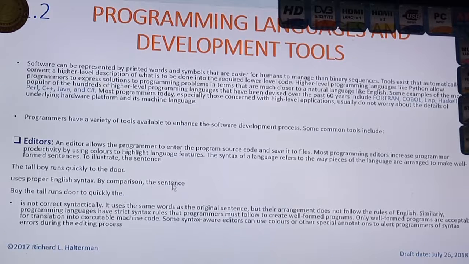By comparison, this is what the computer also understands: Boy the tall runs door to quickly there. See that they are not in correct syntax to the real life English that we understand. So in translating a computer program or coding, this is what you end up writing, and this is how the computer understands a language. We don't follow the actual English standard in coding. When it comes to coding, we have a different way by which it's written.